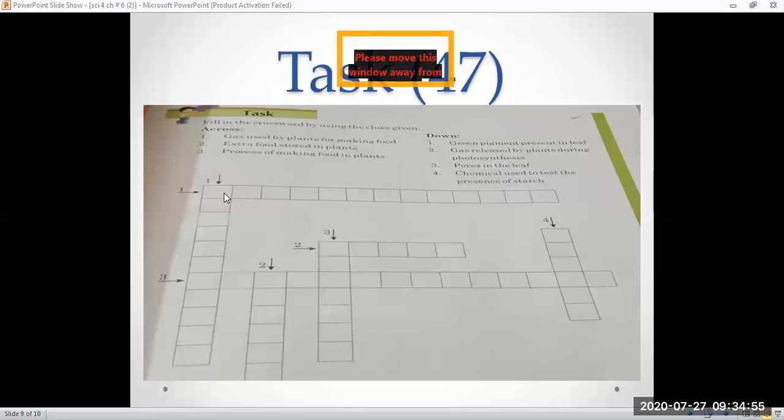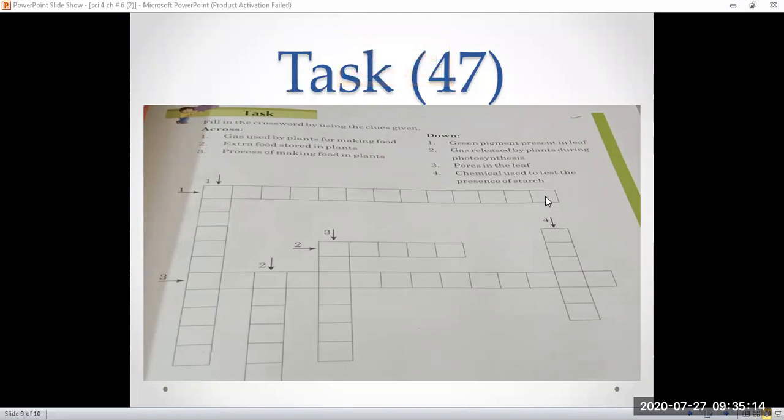In this you are going to write C, then A R B O N, then in the next block D I O X I D E, carbon dioxide. Now from the downward one, who is going to tell me the green pigment present in the leaf? लीफ के अंदर कौन सा ग्रीन पिगमेंट होता है जिसकी वजह से वो अपना फूड मेक करता है? Yes, Usman and Maisha, chlorophyll.